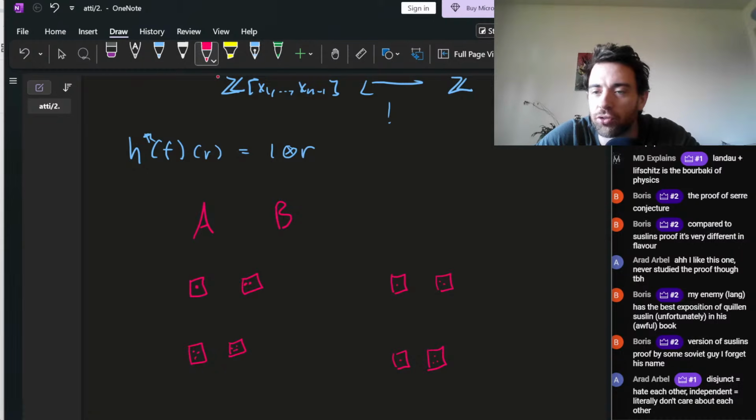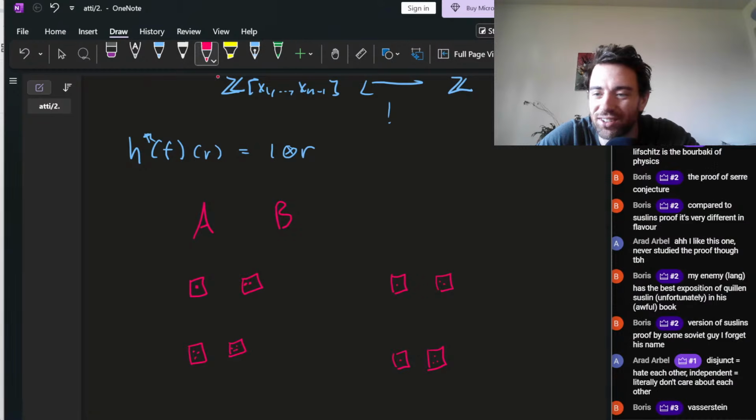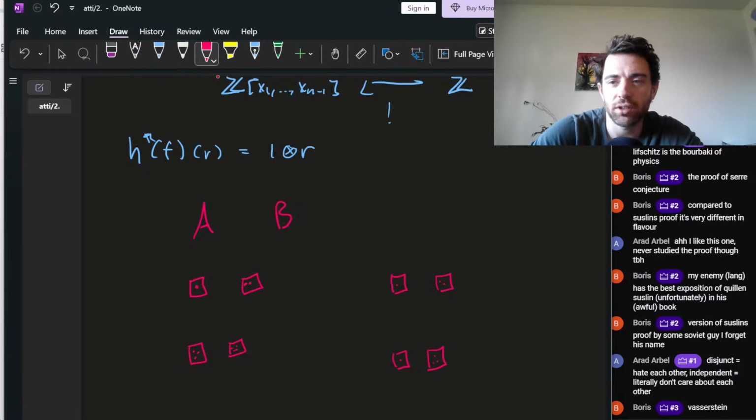The proof of Sayre's conjecture compared to Susslin's proof is a very different flavor. Your enemy has the best exposition of Quillen and Susslin, unfortunately. Wow, that's big of you to admit these things of your enemy. Landau and Lifshitz is the Bourbaki of physics. Is that true? Why would you say that? I'm genuinely asking. I don't know. Did they write a whole bunch of physics textbooks and have a certain philosophy in mind? In what ways do you think they're similar to Bourbaki?